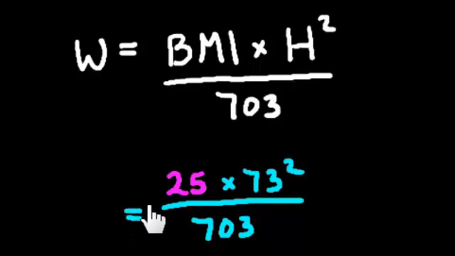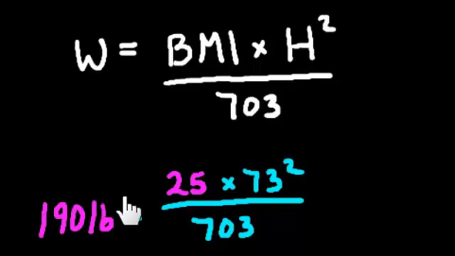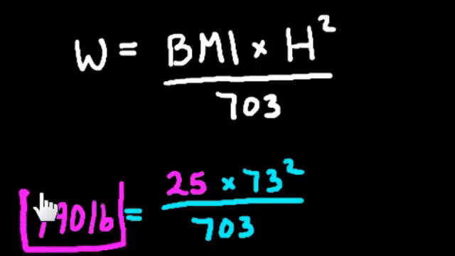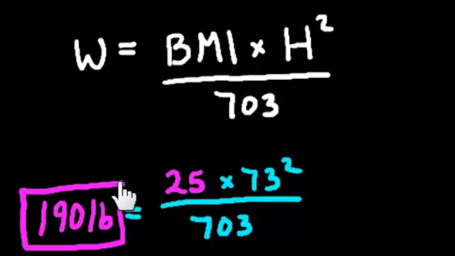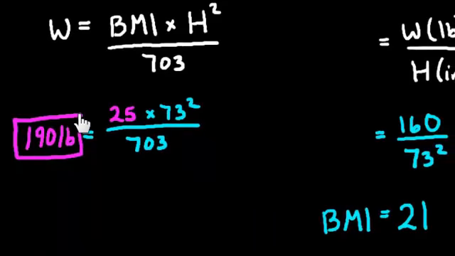Well, in this particular case, using 25, I can see that for me, to be overweight, I would be around 190 pounds. So that's actually really, really good to know. That's actually 30 pounds above what I am today. So that gives me a sense for how far away I am from being overweight.